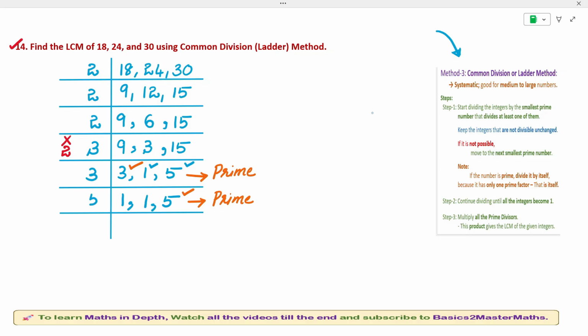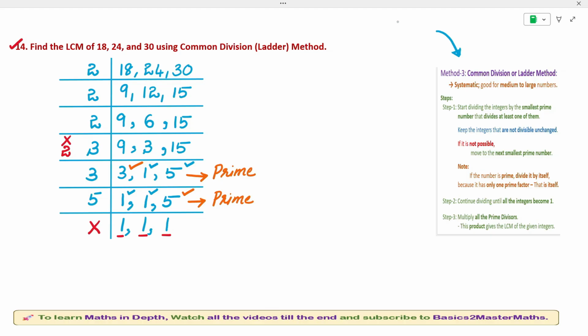So, divide it by itself. Since 5 divides 5 exactly, we get 1, while these two ones remain unchanged. Stop here since all the integers become 1.